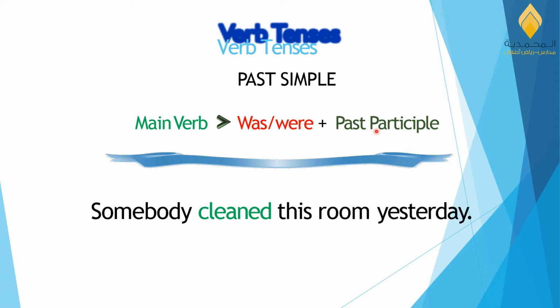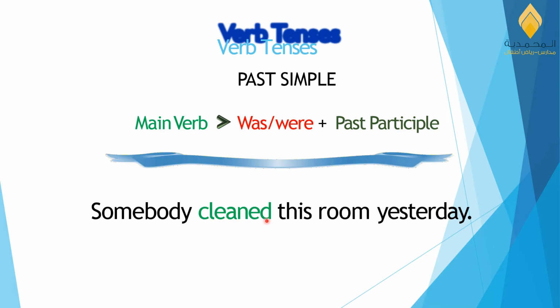Somebody cleaned this room yesterday. Where is the object of the sentence? Yes, this room. So as we did in the previous sentence, we're going to take the object and put it at the beginning of the sentence. After that, we're going to look at the main verb. In this case, it is in the past simple tense. We leave just a little bit of space and we take the verb 3 of cleaned.